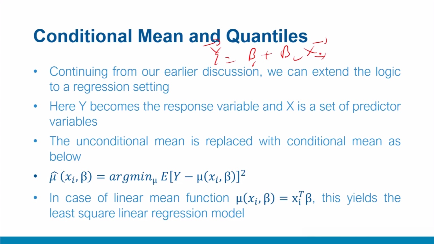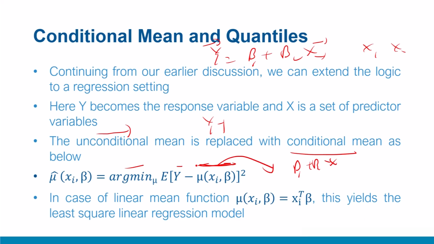Now here there can be more than one variable, like x1, x2 and so on. Earlier we discussed unconditional univariate variables. Now the unconditional mean of y is replaced with the conditional mean as follows. So you have minimization of the expected value of y minus your model, which in this case would be beta 1 plus beta 2 x. This is your typical conditional mean, and these deviations are your residuals.